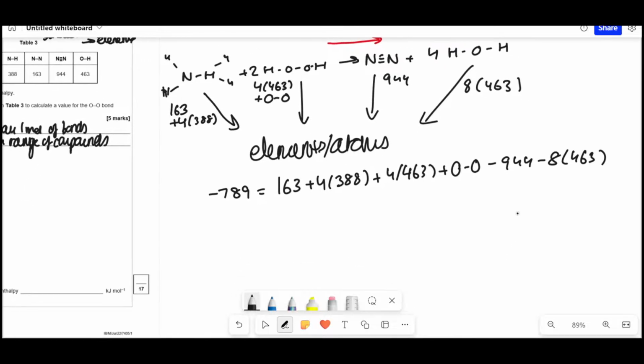Then you just tidy it up. So minus 789 equals, just add up all your bits and bobs: 163 plus 4 lots of 388 plus 4 lots of 463 minus 944 minus 8 lots of 463. I'm just adding up everything that can be added up and leaving the unknowns out. So that's 1081 plus the O=O bond that we want. That must mean the O=O bond must be minus 789 plus 1081, which gives you 292.